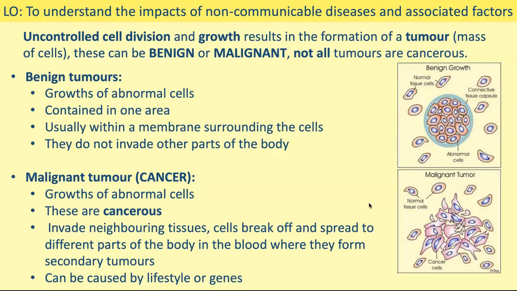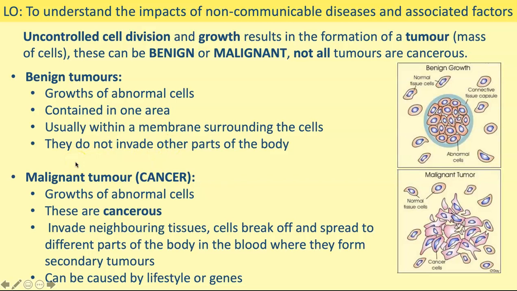Benign tumours are growths of abnormal cells. You can see it in this image here. They're contained in one area, and they're usually within a membrane that surrounds all of the cells, which you can see here. They don't invade other parts of the body, and they are not cancerous. Benign tumours are not cancerous. They are abnormal cells, but they are contained within a membrane, and they don't invade other parts of the body.